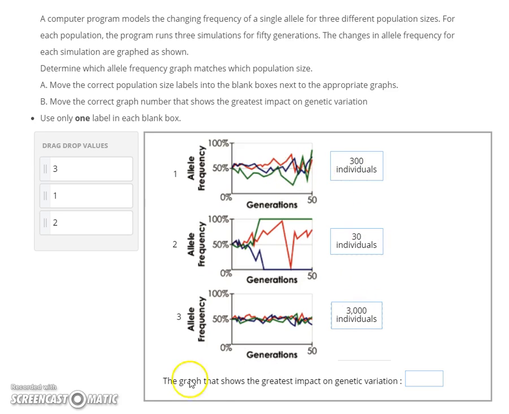So that's this part. The second part says the graph that shows the greatest impact on genetic variation would be this one. This is the one where the genes can vary the most. Again, this is 3 different trial runs, and in each one we have some dramatic variations happening. So this is graph number 2, and that goes here. So that's that answer.